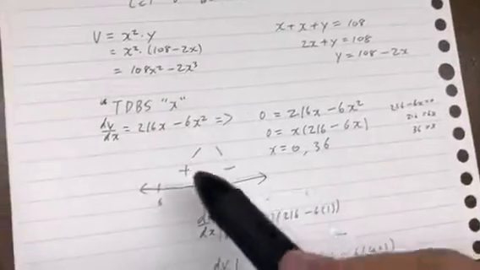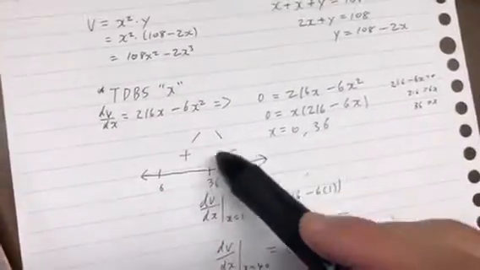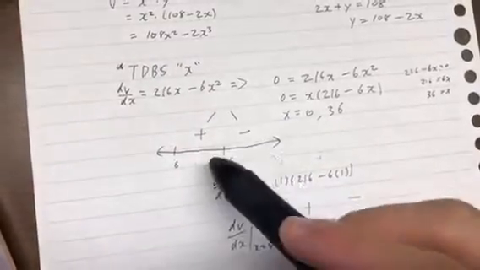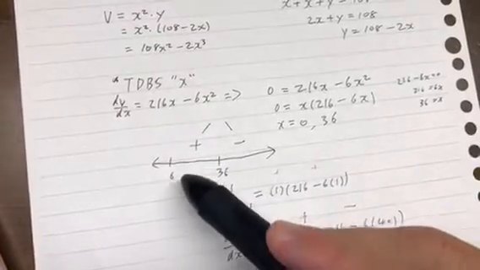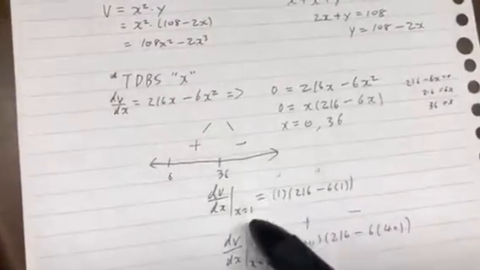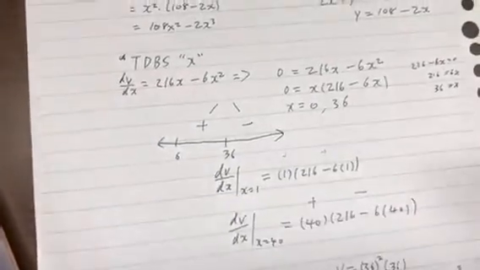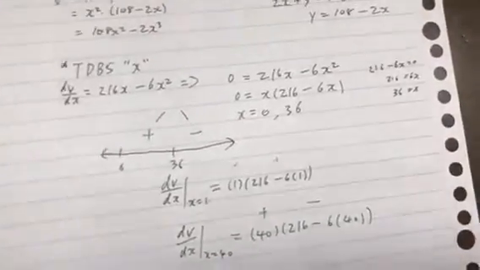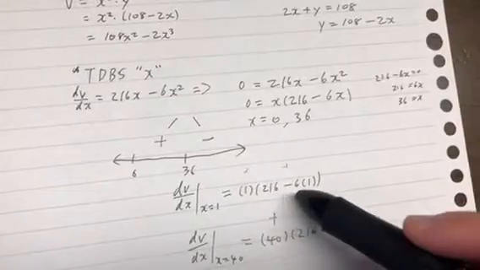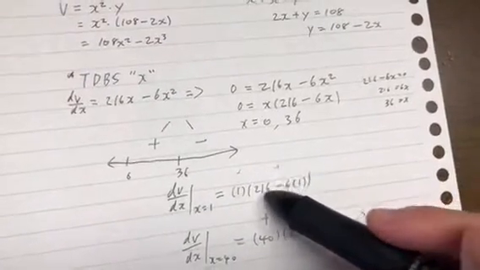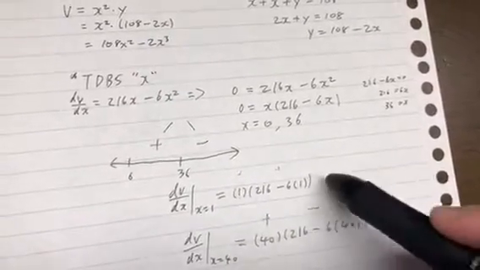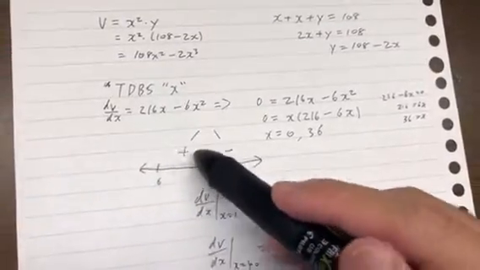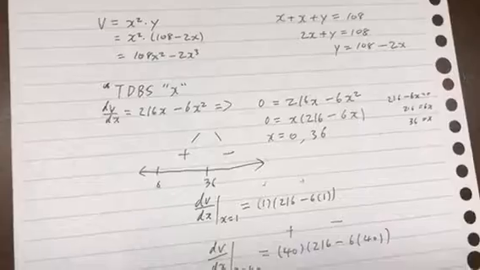And so we draw a number line over here, and we want to pick a value of x between 0 and 36, and one that's greater than 36. So for this interval, I chose x equals 1 because it seemed the easiest. And so we plug in 1 for x. We get 1 times 216 minus 6 times 1. And over here we get 210 multiplied by 1, which gives us a positive value. So in this interval we will have a positive value of dv/dx.